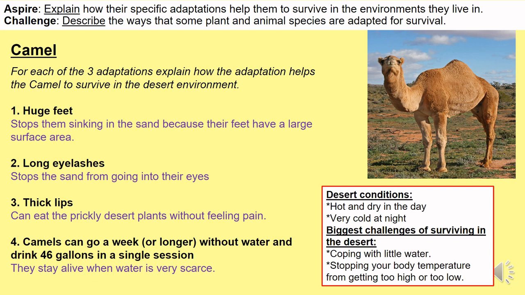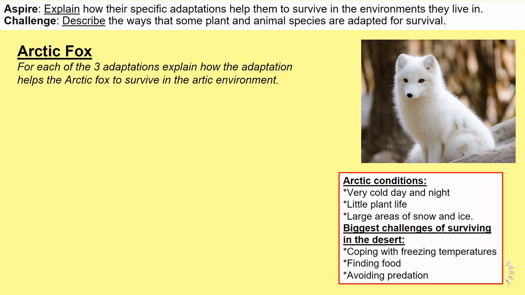Okay, so that is the end of our desert animals. The second ecosystem we're going to think about is the Arctic Circle. So we're thinking about an ecosystem where 80% of the land is covered in snow or ice for most of the year. It's quite dark for large periods of time, particularly during the winter months.